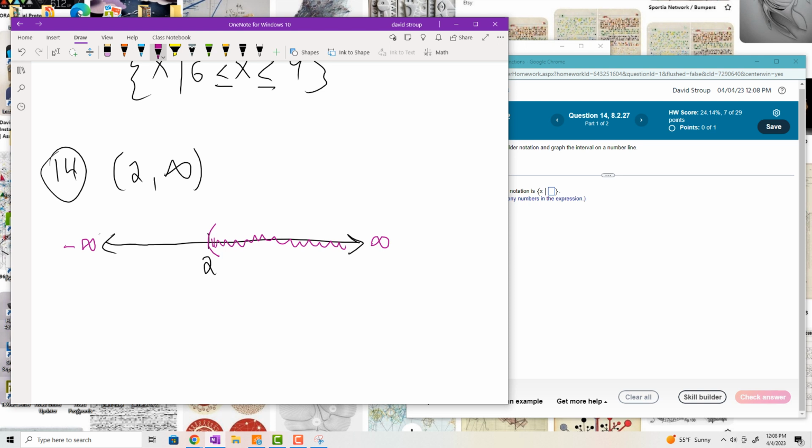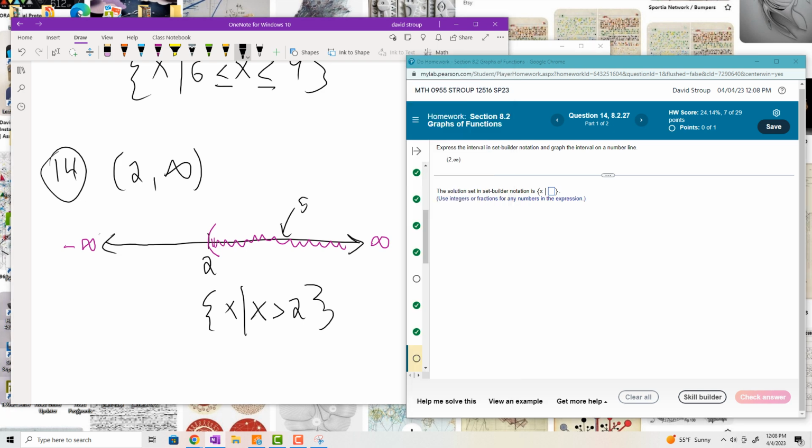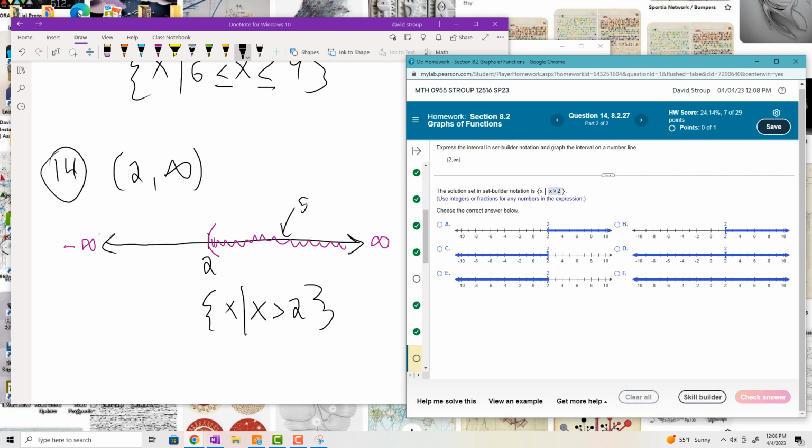Okay, so as an inequality, it's any x value in this interval, like 5 or 6, that is greater than 2. So you just write any x greater than 2. We don't include 2 in that. And then you go your bar, x, and then curly bracket. So x greater than 2, enter. And then on the number line, it's just a.